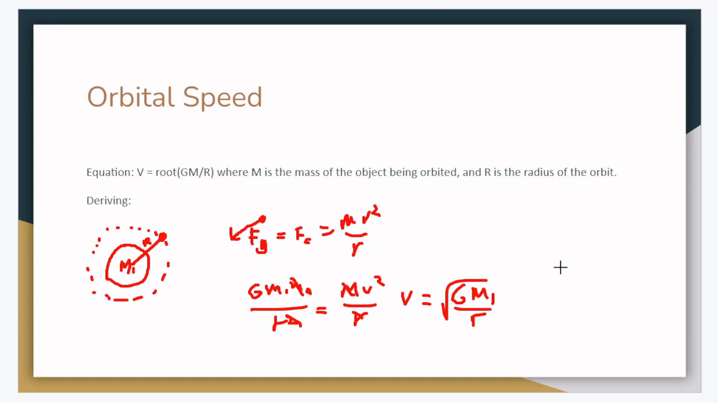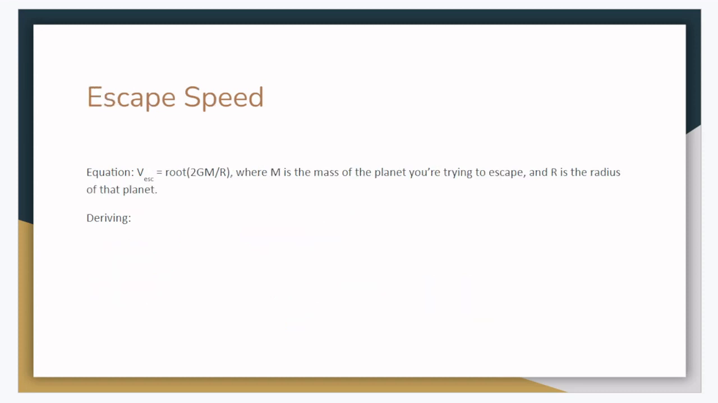We'll take a look at an example later on. So escape speed: the equation of escape speed is a little bit different. It's the root of 2GM over r, where M is the mass of the planet you're trying to escape, and r is the radius of that planet. So how do we derive this?